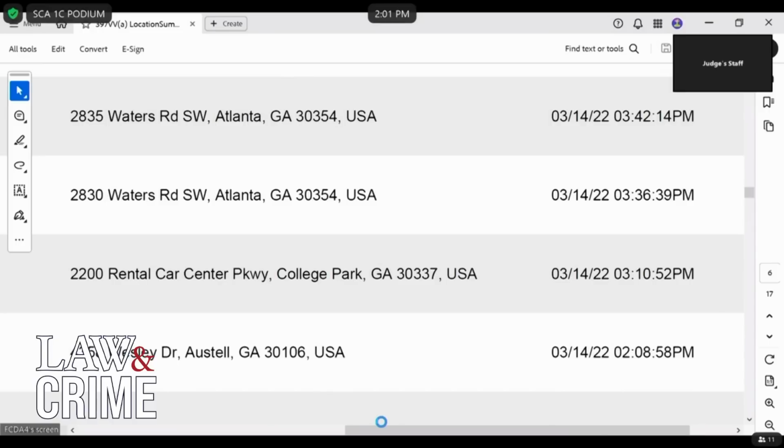So with what we were just discussing, do you see that 220 Rental Car Center Parkway on this? And if you can, use the screen. We tried to zoom in on it. Yes. And is that March 14, 2022 at 3:10 p.m.? Yes, it is. What is the next address that the monitor of Shannon Jackson went after Rental Car Center Parkway, I should say? So after that, it was at 2830 Waters Road, Atlanta, Georgia.